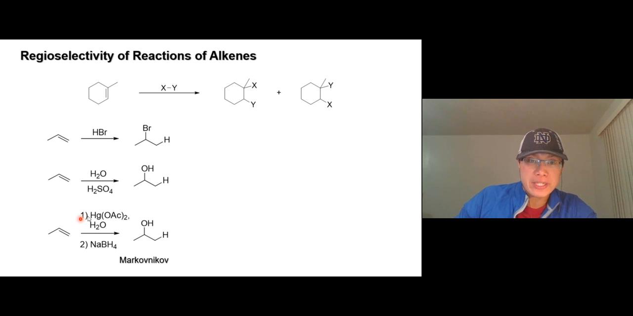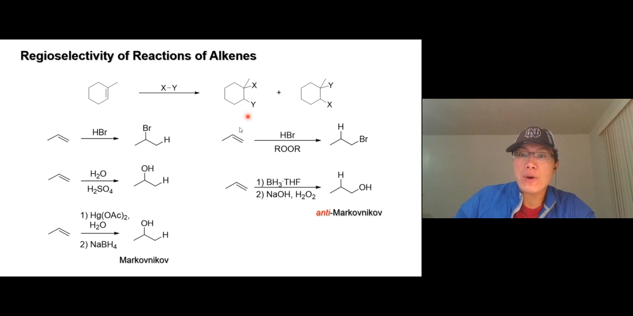So for the mercury, oxymercuration-demercuration, it's a similar reason. The more substituted carbon bears a partial positive charge, which stabilizes the positive charge better than the other one. Okay, and for the other, this one right here goes anti-Markovnikov. So for borane, they prefer the less substituted carbon because of steric hindrance. And this reaction is called anti-Markovnikov because it's a radical reaction, which we haven't learned yet. So we'll keep that for a later chapter.